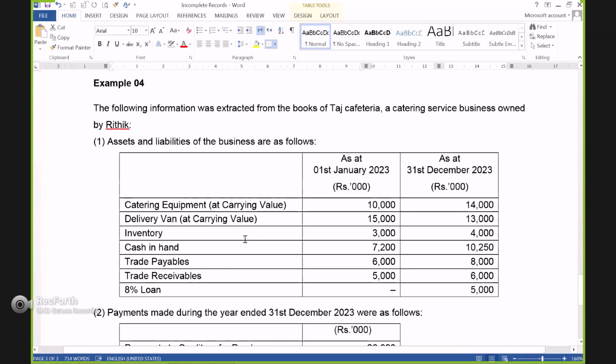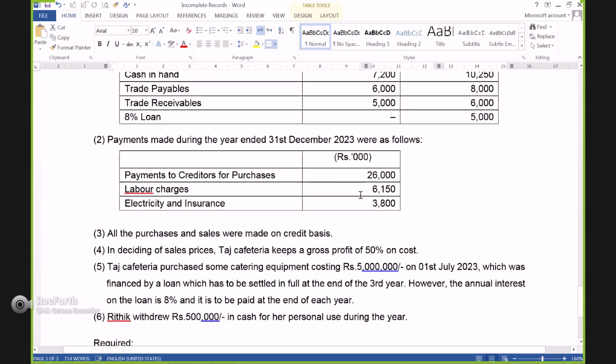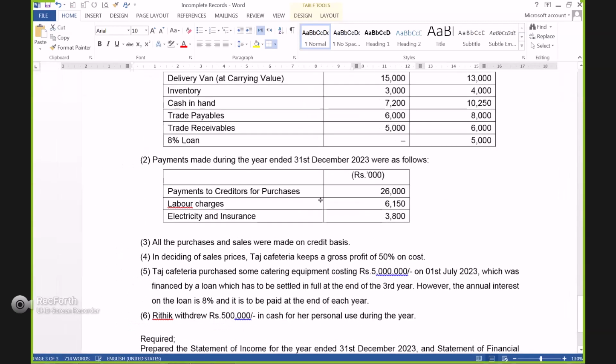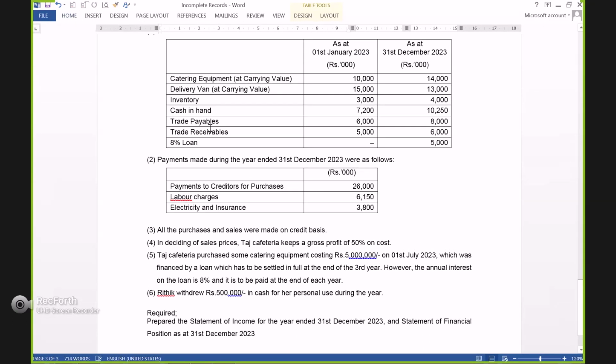The following information was extracted from the books of Taj Cafeteria, a catering service business owned by Ritik. Assets and liabilities are given, opening and closing, payments are given, and other additional information is given. This is a small question. You have to prepare the statement of income at the end of the year as well as the statement of financial position as at 31st 2023.